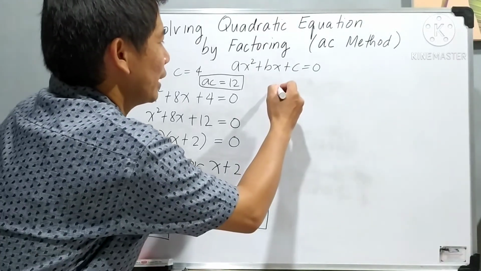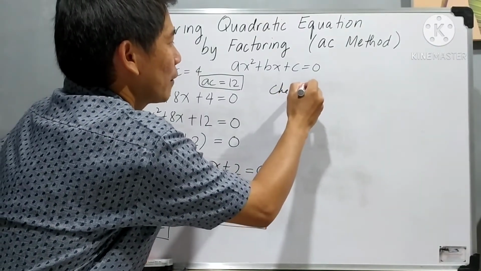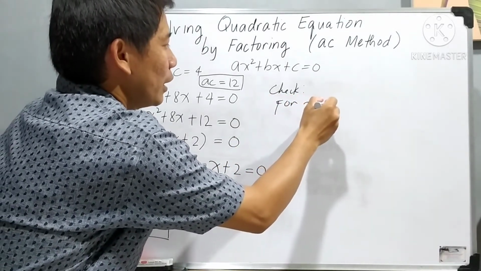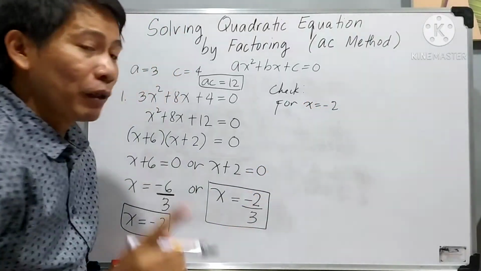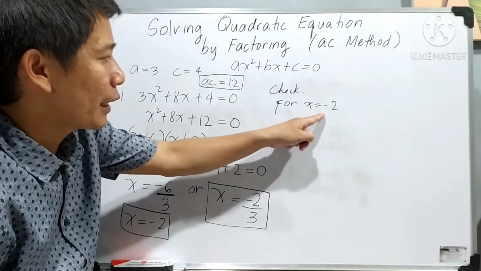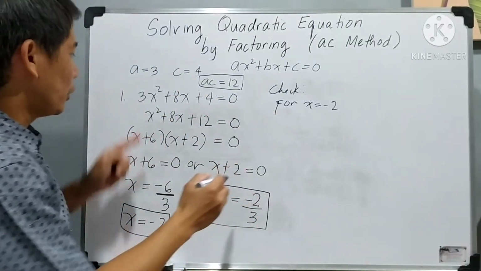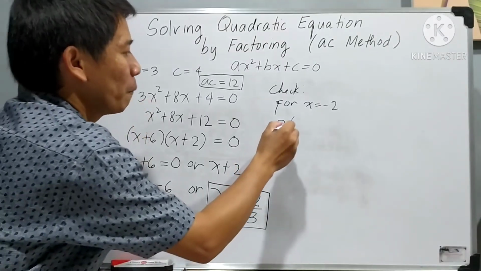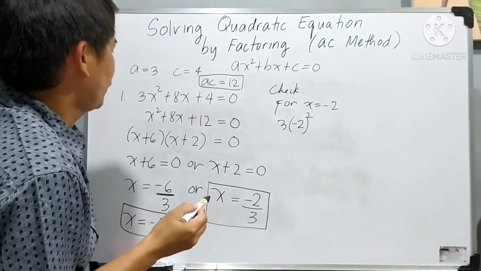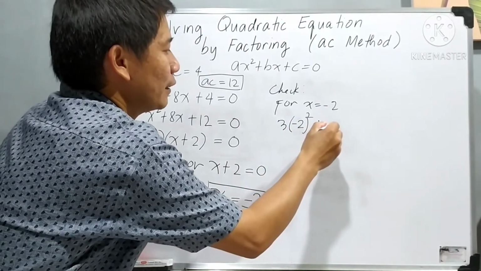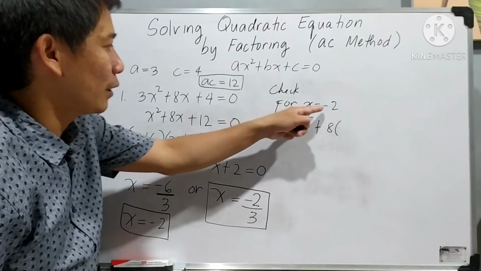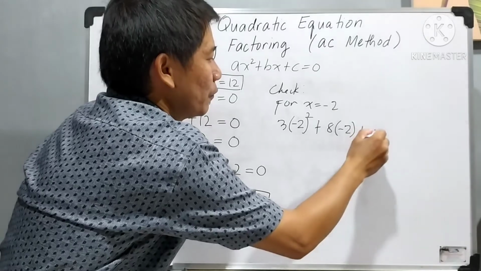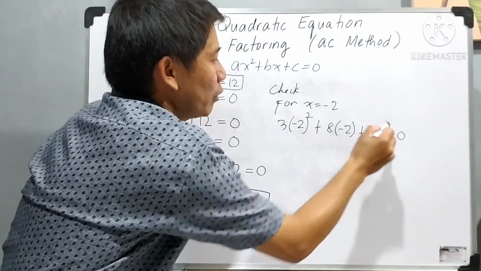Check natin. So, let's have check. Okay? First, x is equal to negative 2. So, pag mag-check kayo, i-replace niyo yung value ng x na nakuha nyo, yung root, sa original. So, we have here 3 times, ang x natin is negative 2, so negative 2 square. Okay? Plus 8 times, again x is negative 2, negative 2 plus 4 is equal to 0. Is that equal to 0 kaya?